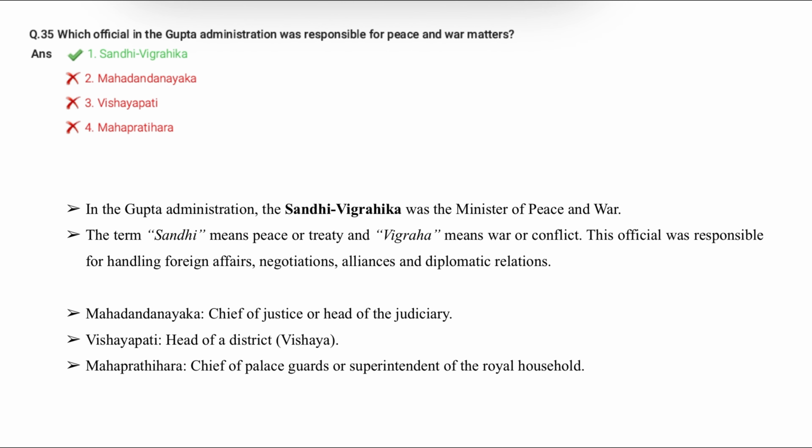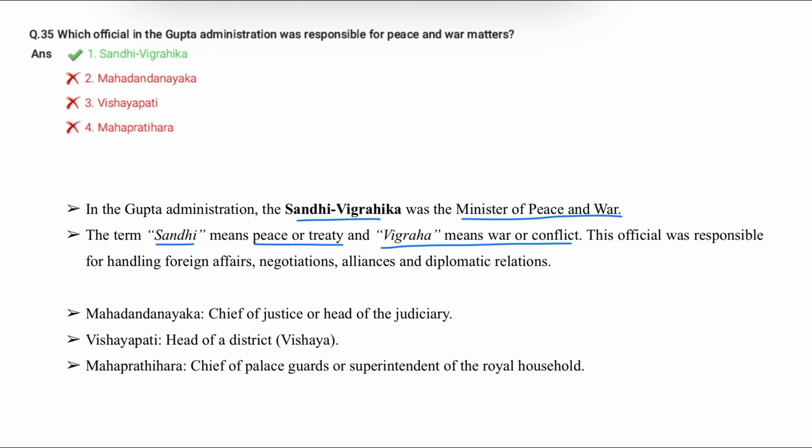35. Which official in the Gupta administration was responsible for peace and war matters? Sandhi Vigrahika was the minister of peace and war in the Gupta administration. The term Sandhi means peace or treaty, and Vigraha means war or conflict. This official was responsible for handling foreign affairs, negotiations, alliances, and diplomatic relations.